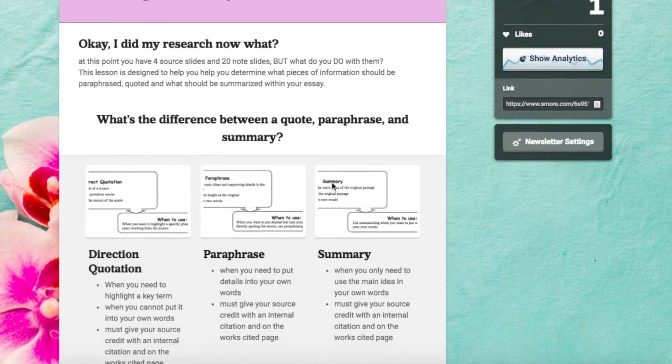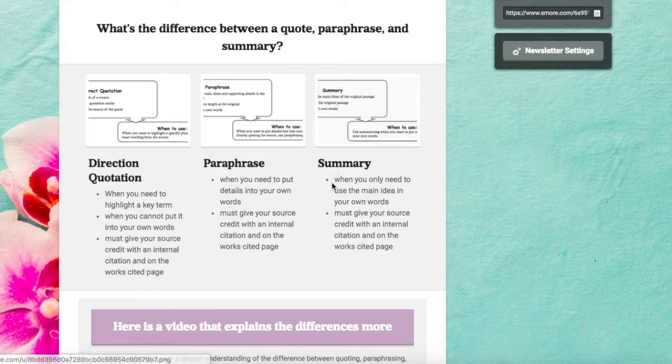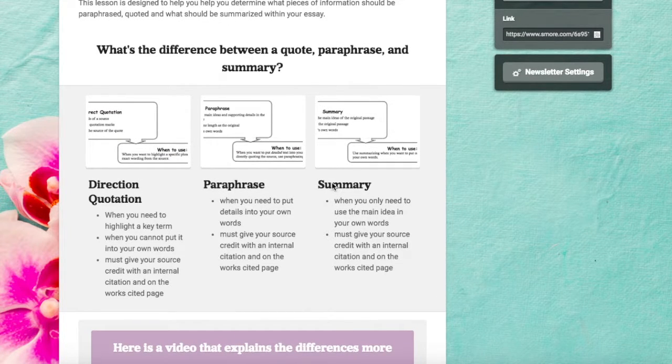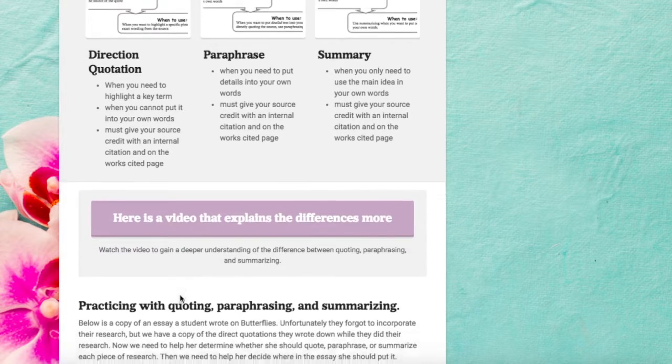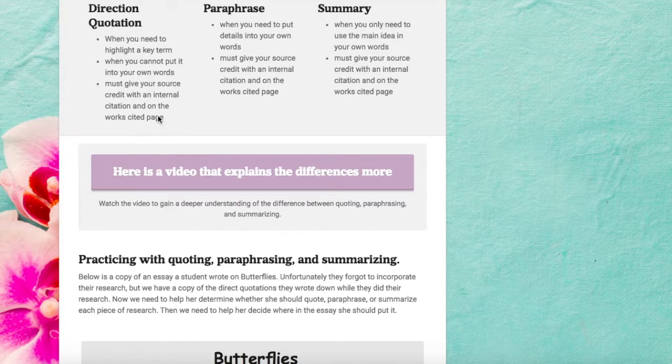It just doesn't make for good writing. So this lesson is going to teach you a whole lot about the different types of quoting, paraphrasing, and summarizing and when to use them. And that's what this section right here is all about. So if you click through this, you're going to see how to use your quotes, how to use your paraphrases, and how to use a summary, and how to use them to the best effect. Then there's a video that gives you an example and shows you a little bit more in depth and maybe gives you the information in a different way.